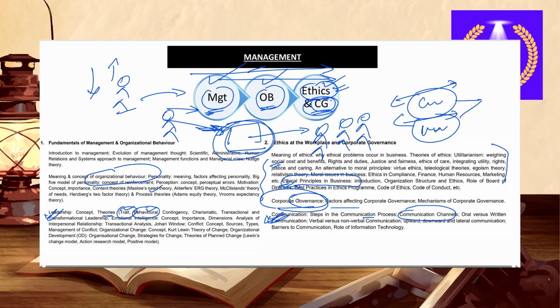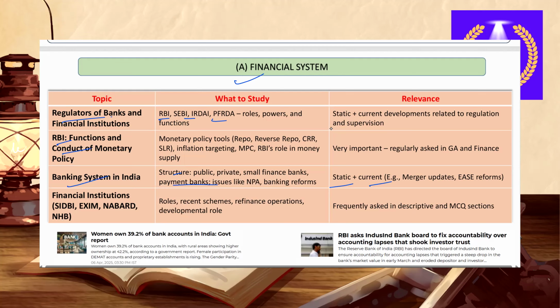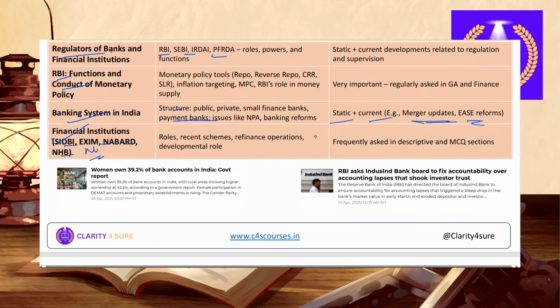Right? So these are the macroscopic views, you can just go through it. In the financial system, these are the key regulators: RBI and its functionaries, the banking system in India. It is important for static as well as current affairs, right? Ease of doing business, NPA norms, the major financial institutions highlighted in your syllabus only, the recent developments and all.